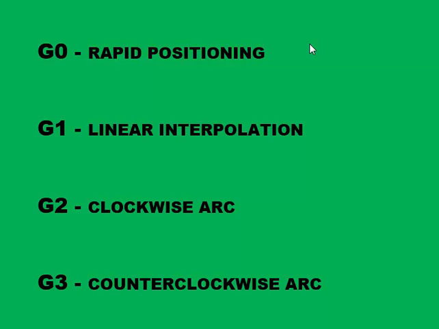In this lesson we'll be discussing 4 G-codes used to write toolpaths for CNC lathes. We're going to start with the G0, used for rapid positioning, then the G1, used for linear interpolation, also known as straight line moves, the G2 for clockwise arcs, and the G3 for counterclockwise arcs. So let's take a look and see how that's done.